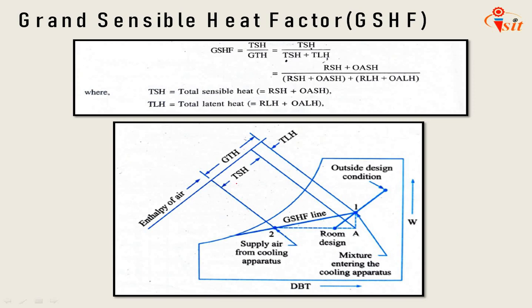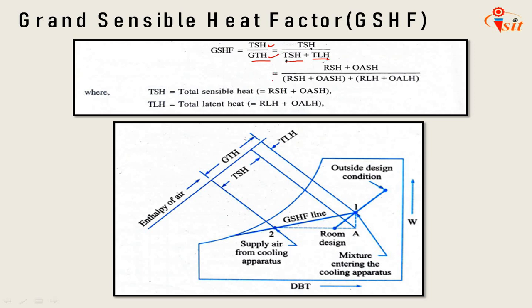Next is the grand sensible heat factor, which is known as GSHF. It is defined as the ratio of total sensible heat to the grand total heat. Now what is grand total heat? Grand total heat is the total sensible heat plus the total latent heat. The sum of these two is the GTH, the grand total heat. The cooling coil or the conditioning apparatus should handle this GTH.